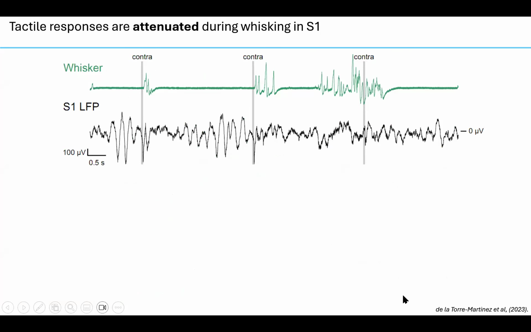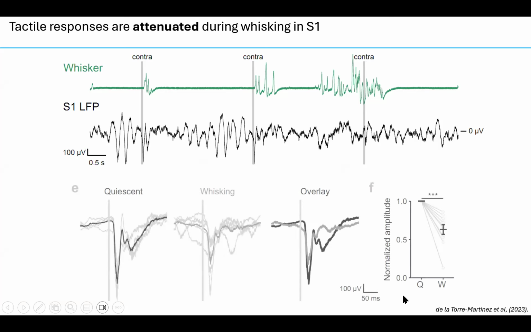So what was the source of this decrease? The responses are attenuated already at the cortical level as well. When the animal is not whisking, the local field potential is higher than when the animal is whisking. So we do the same experiment, stimulate the whiskers and record the LFP in S1. The LFP in S1 is reduced when the animal is whisking. So already at the cortical level, which is then inherited by the striatum, there is a reduction in the sensory response because of the movement.